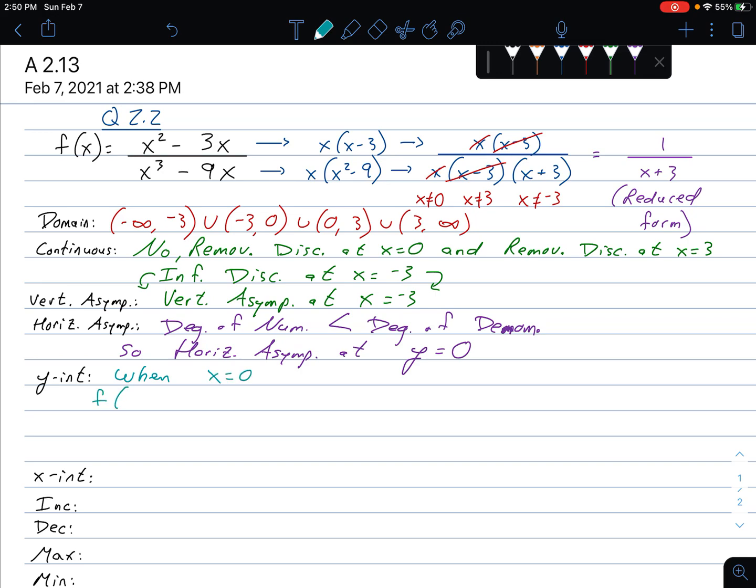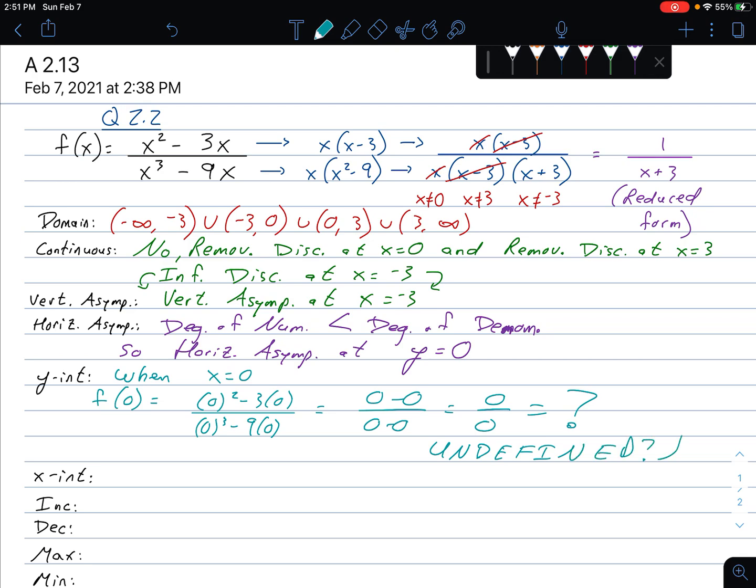Okay, for my y-intercept, that occurs whenever my x is equal to 0. So I take my function, I plug in 0, and let's see what happens. I plug in 0 to the top and 0 to the bottom, and I get 0 minus 0 divided by 0 minus 0. That's 0 over 0, but I am not allowed to divide by 0. So what does this mean? I am undefined.